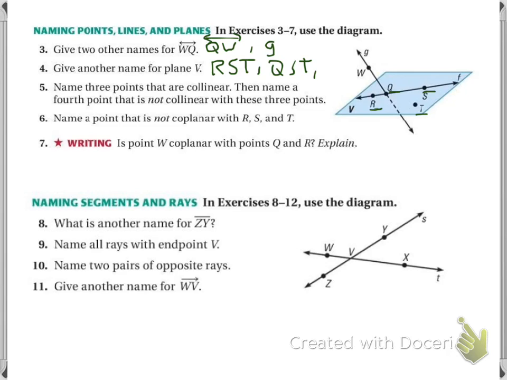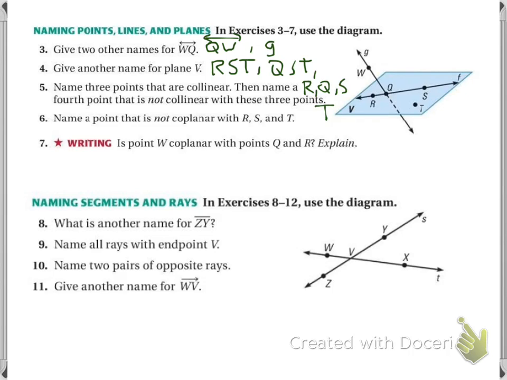Now, name 3 points that are collinear. Then name a fourth point that is not collinear to those points. Well, like we just said for the plane, the 3 points that are collinear are Q, S, and the one that is not is T.